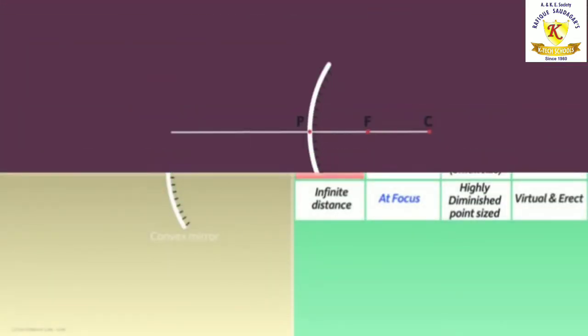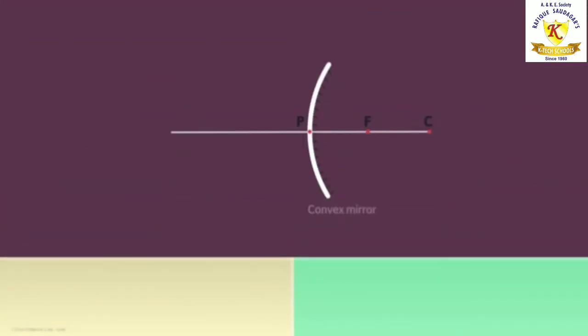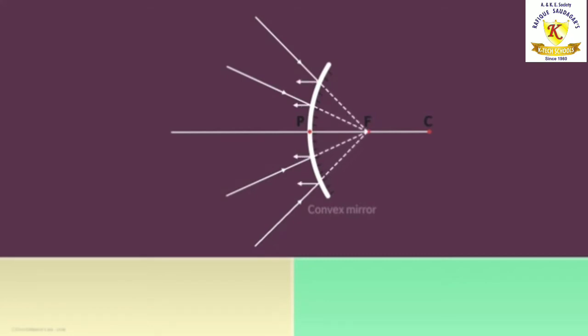Now, but in convex mirrors, we know that the rays cannot pass through the focal point as it lies behind the mirror. But if I direct the incident ray towards the focal point, then after reflection it travels parallel to the principal axis. Yes, any ray which is directed towards the focal point will travel parallel to the principal axis after reflection.